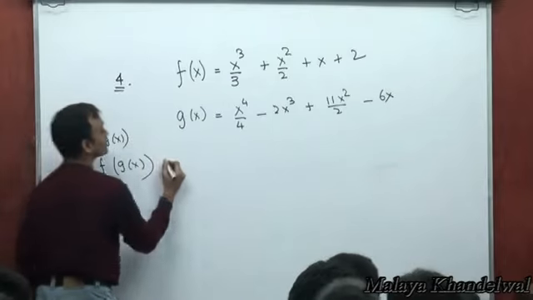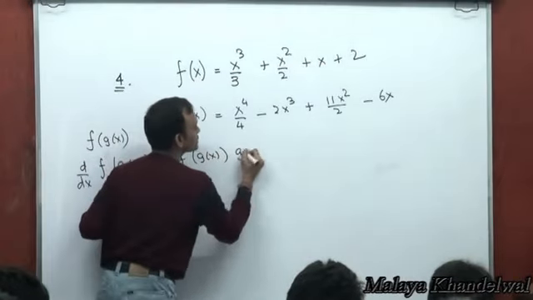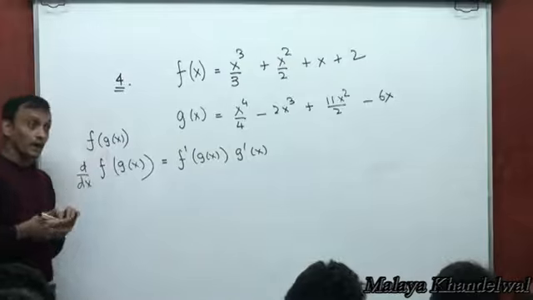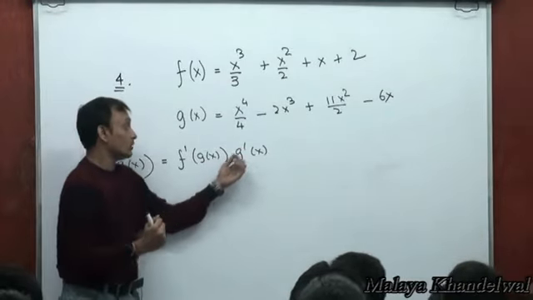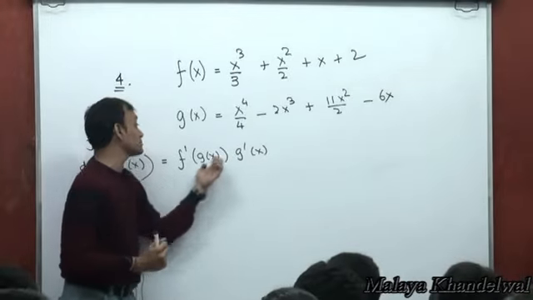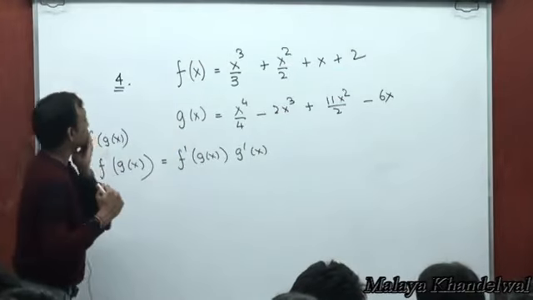So this is f'(g(x)) into g'(x). So then the local minimum of f of g of x is about a point where g'(x) becomes 0 or a point where f'(g(x)) becomes 0, right?